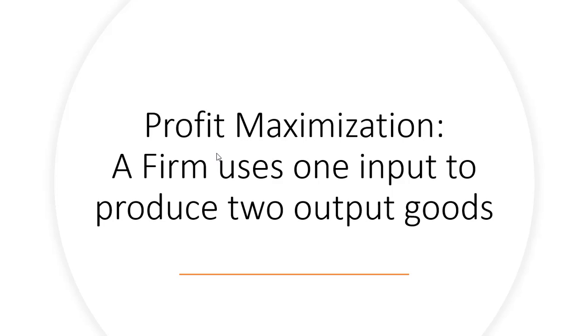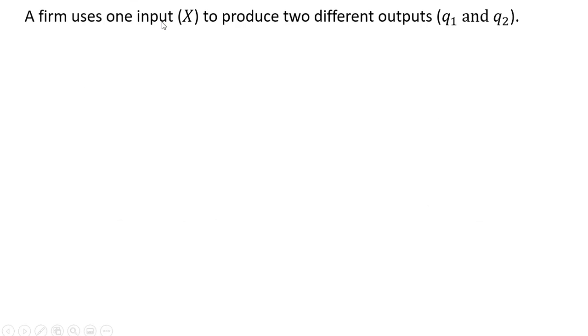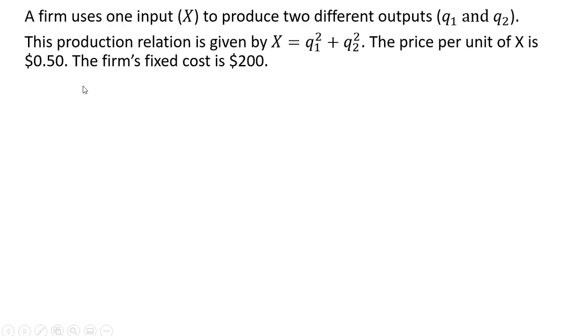In this video, we're going to look at a profit maximization problem where the firm uses one input to produce two output goods. A firm uses one input, input X, to produce two different outputs. This production relation is given by the following equation.